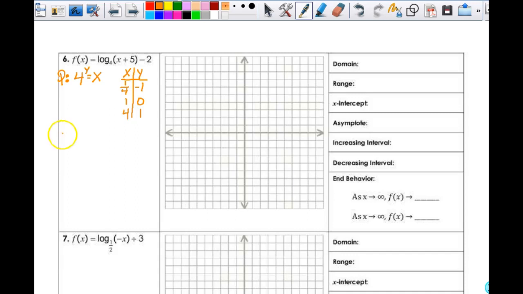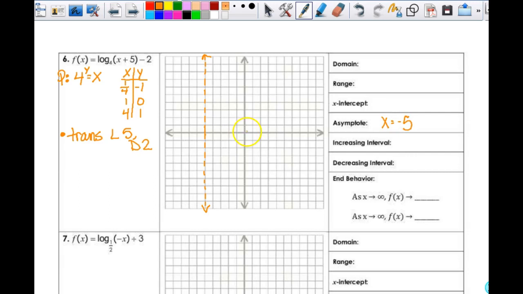Then I'm going to write down what my transformations are. These are really just 2 translations, right? I'm going to translate where? Left 5, down 2. So does any of that affect my asymptote? Yes. Left 5. So that means 1, 2, 3, 4, 5. I've got to go to -5 and draw in my asymptote. So x equals -5.